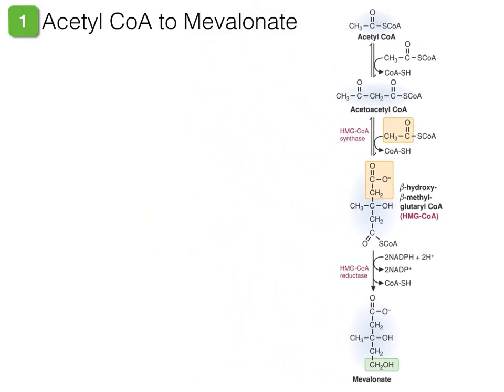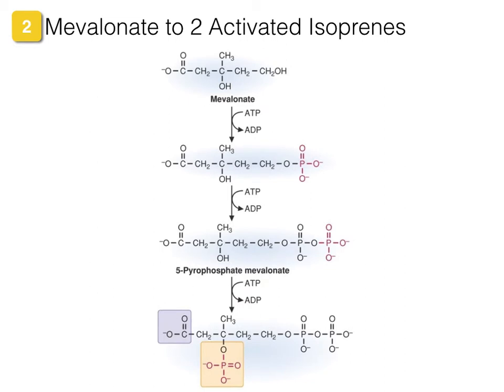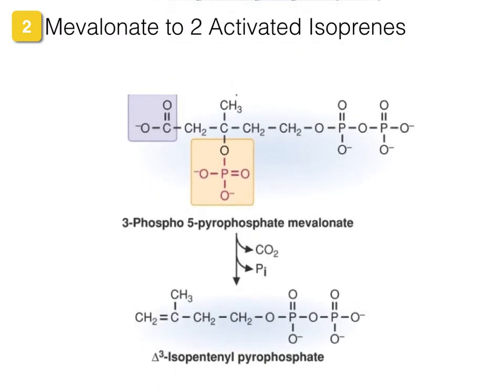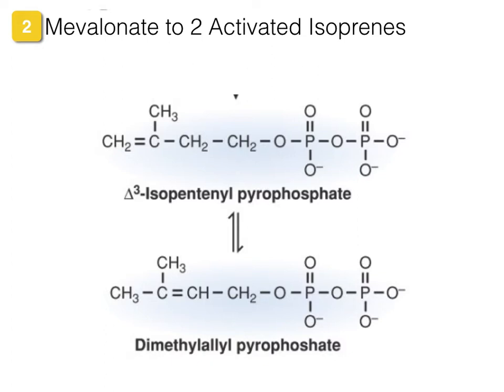What happens now to mevalonate? Mevalonate will now give rise to the intermediate precursor referred to as isoprene. In the first few steps, mevalonate is phosphorylated 3 times, forming initially a 5-pyrophosphate mevalonate and eventually a 3-phospho-5-pyrophosphate mevalonate. 3-phospho-5-pyrophosphate mevalonate eventually will be decarboxylated and dephosphorylated to form now delta-3 isopentenyl pyrophosphate. This is already an isoprene, but this particular isoprene will still further undergo an isomerization reaction or a structural rearrangement so that the final isoprene that is produced is called dimethylallyl pyrophosphate.